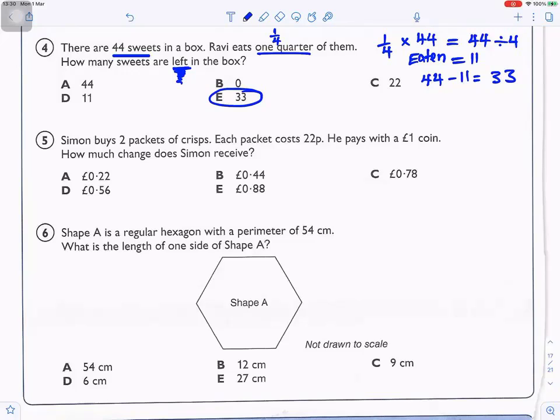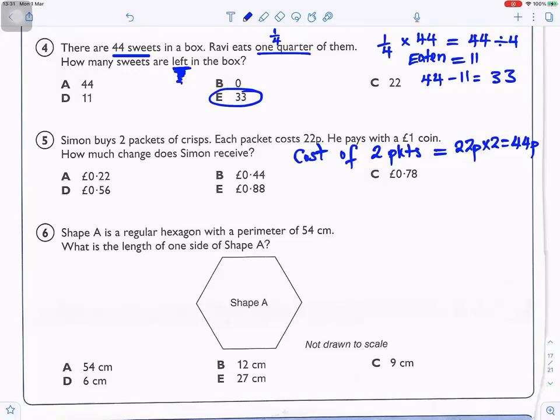So the cost of 2 packets of crisps. What you want to find is the cost of 2 packets. So the cost of 2 packets of crisps is 22 pence times 2. It gives you 44 pence. So 44 pence for the 2 packets.